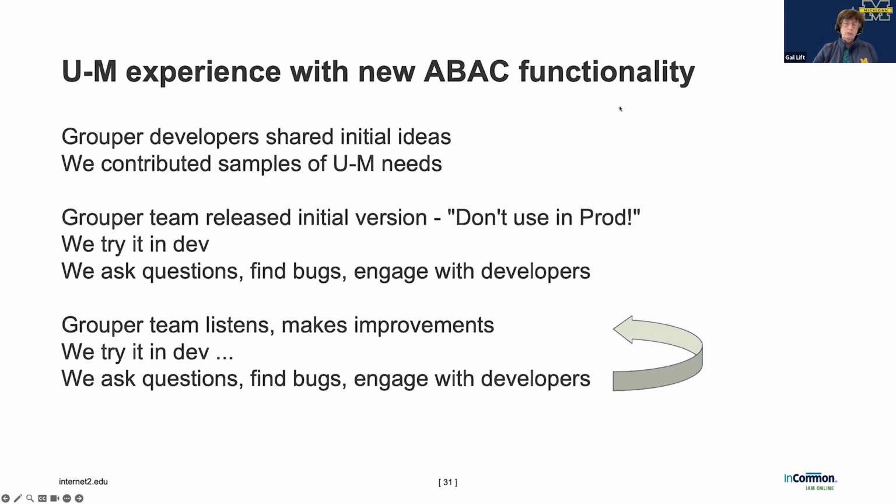we tried it out in dev. I stumbled around in the dark. Chris Heiser bailed me out and showed me how to do things. We asked a lot of questions of others. We traded ideas around. We found the occasional bug and reported it to the developers. And the Grouper team listened, made some changes. We tried it out in dev. We stumbled around in the dark. We asked questions, etc. And that went around a few times. And then we got a production quality version of Grouper 5 with ABAC. Next, please.